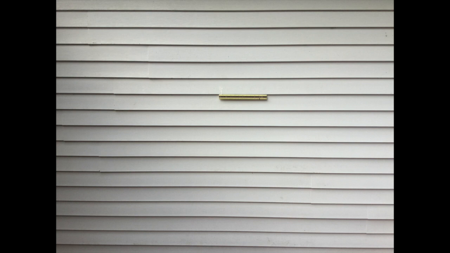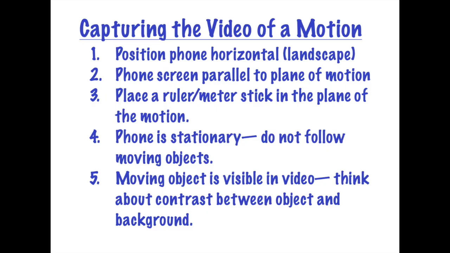If you don't have a ruler or a meter stick, you can use any object that you know the dimensions of to be able to set that scale. Make sure to place that object as close to the plane of the motion as you can and also parallel to that plane. In summary, here are the important things you need to do when you're setting up a video of a motion.